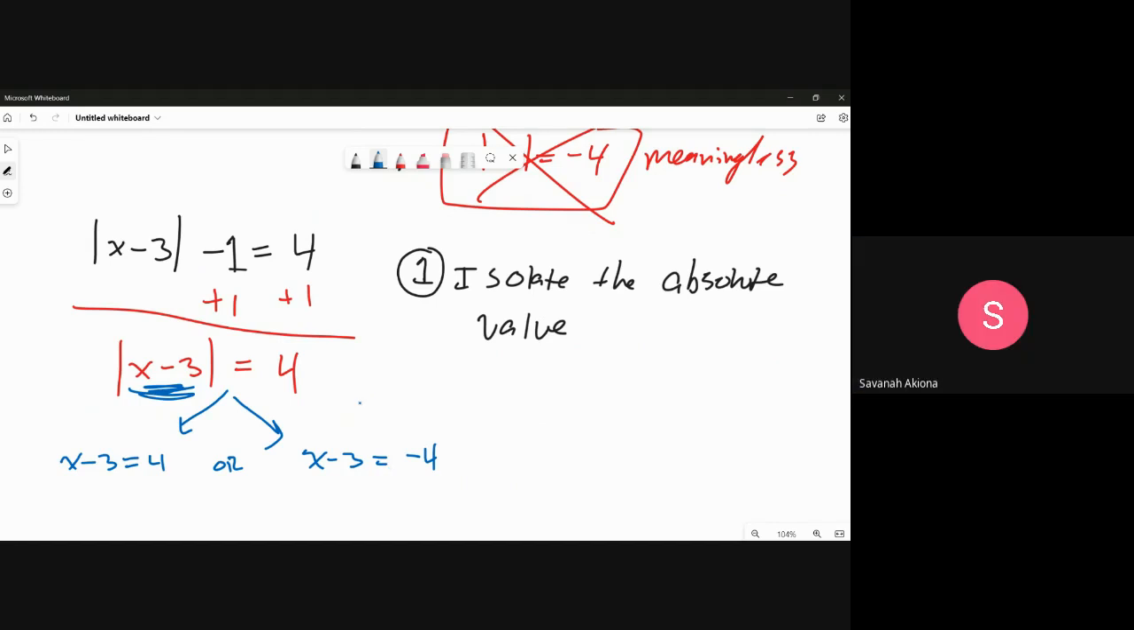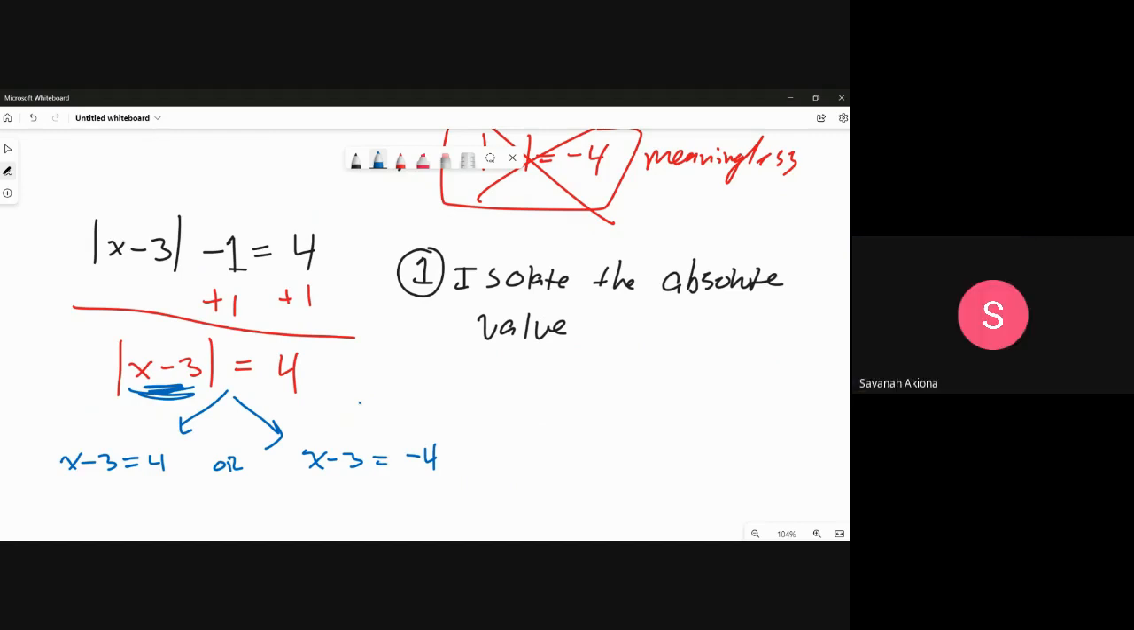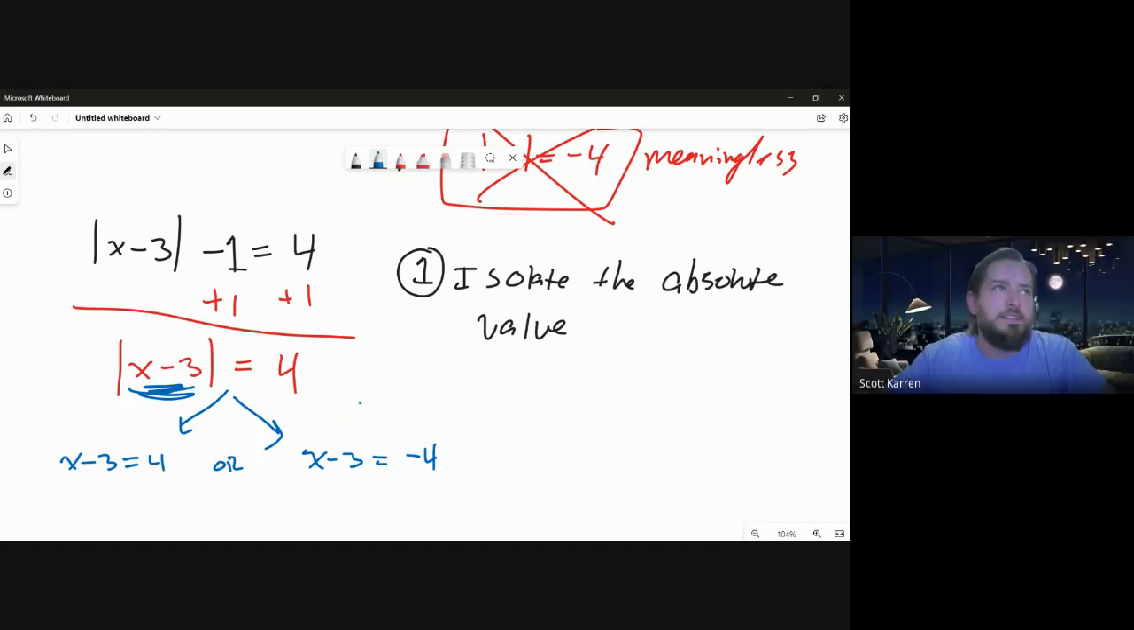Savannah, I didn't catch that. Wouldn't it be fine because you added 1 to both sides, so 4 plus 1 is 5? Yeah. Thank you.